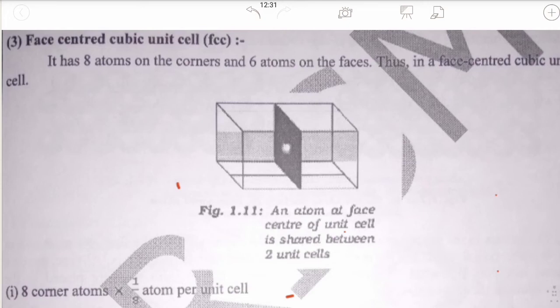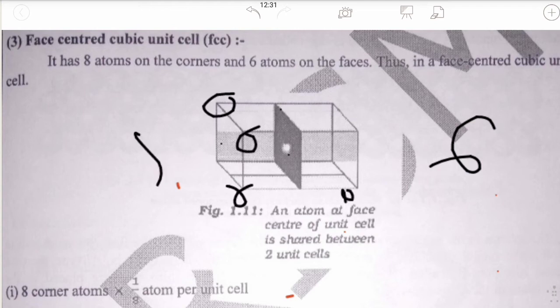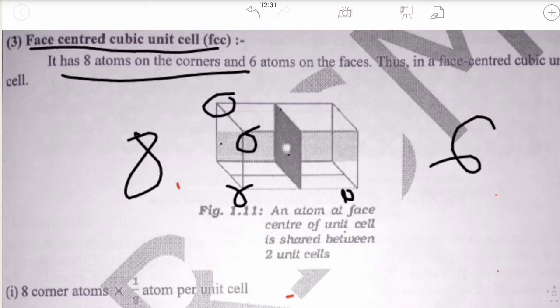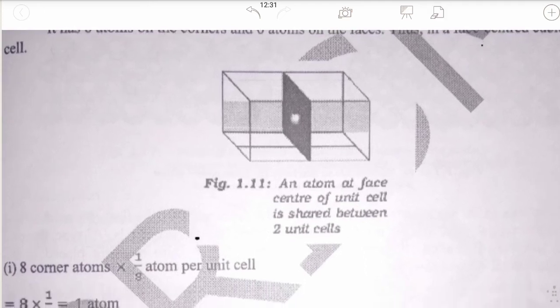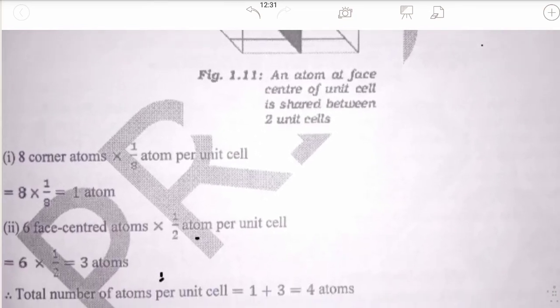We know that there are 6 faces in a cube: 1, 2, 3, 4, 5, 6. And there are 8 atoms at the corners. This is the face centered cubic unit cell. It has 8 atoms on the corners and 6 atoms on the faces.